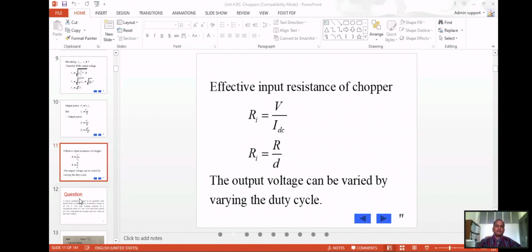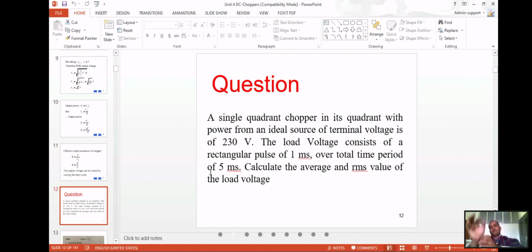Okay, we'll just do this simple problem. In a single quadrant chopper, powered from an ideal source of terminal voltage 230 volt, the load voltage consists of a rectangular pulse of 1 millisecond over the total time of 5 milliseconds. Calculate the average and RMS value of the load voltage. Can you please do this and just write your answer in a message? Can you do it quickly? I'll give you 5 minutes.